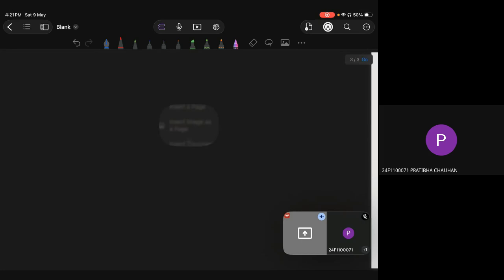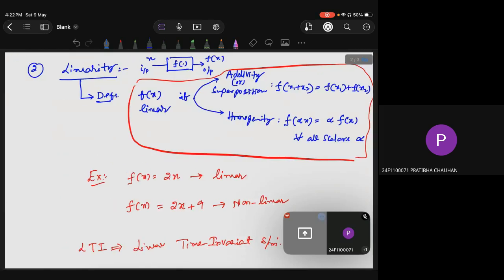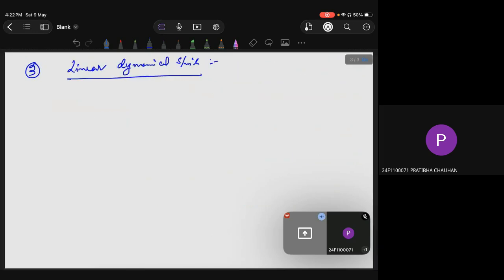Then the third concept is that you should know the format of linear dynamical systems, in general, because this system is a linear system in terms of the mathematical equation. But when you say dynamical properties, you should define it specifically. This is how we define it.